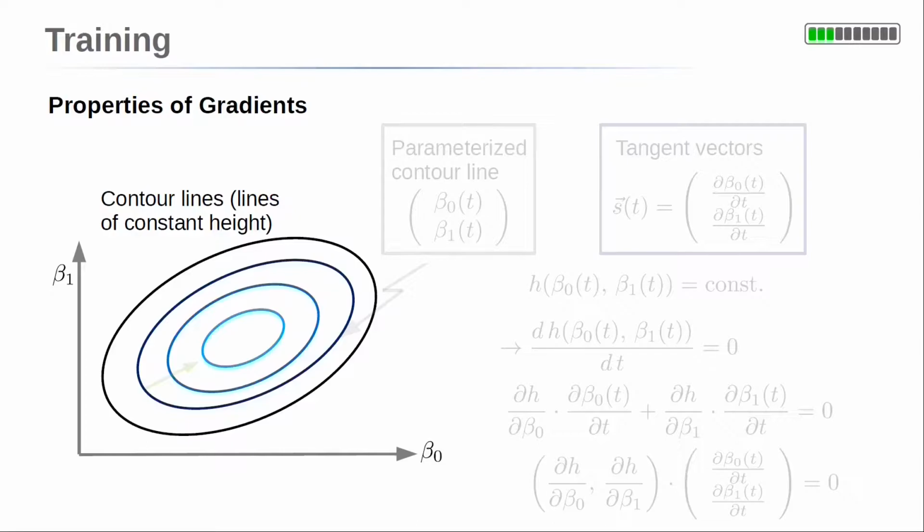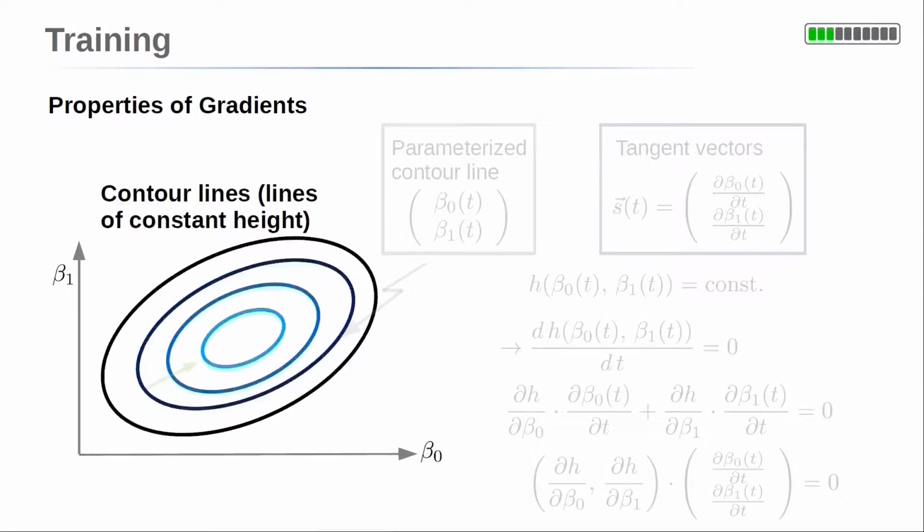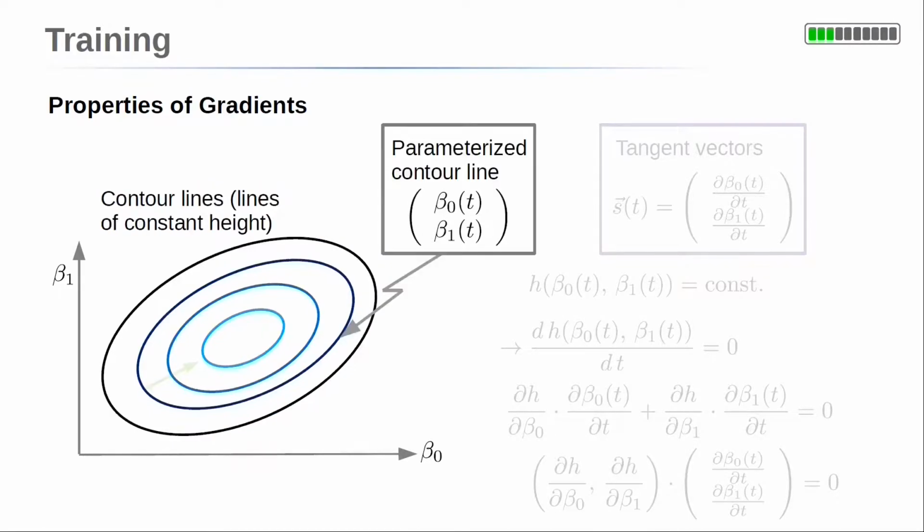Here we consider the cost function h with respect to the two parameters beta 0 and beta 1. The contour lines, the lines of constant height of the cost function, are sketched. We can parameterize a contour line with a variable t. This gives the vector with beta 0 of t and beta 1 of t. So, continuous variation of t describes a specific contour line.